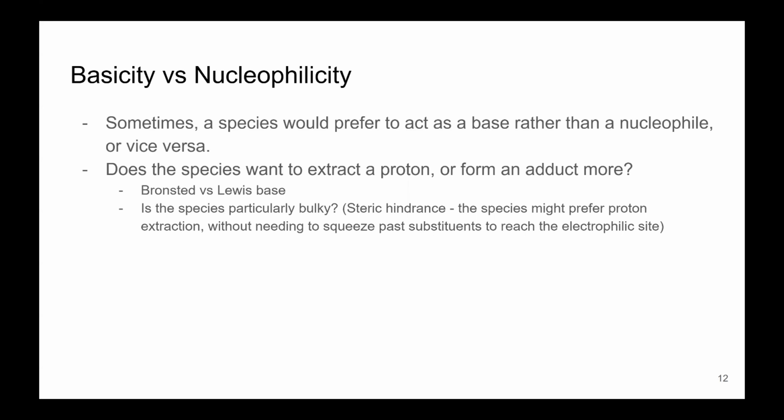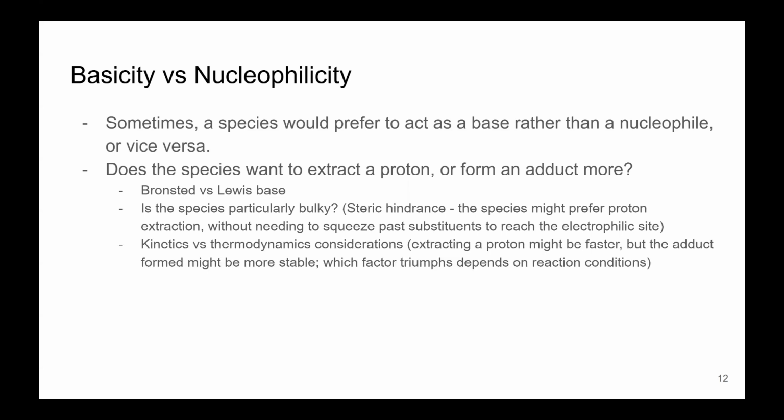So some things to consider are: is the species particularly bulky? Because of steric hindrance, a bulky species might prefer to extract the proton so it doesn't have to approach the other reactants really closely. It doesn't need to squeeze past substituents to reach the electrophilic site, so it prefers to extract a proton, which is easier for it to approach.